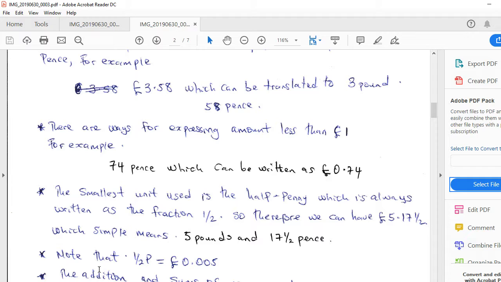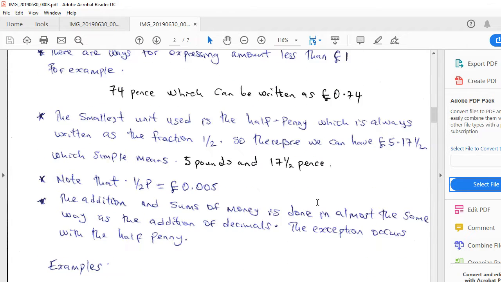And there are ways of expressing amounts less than 1 pound. For example, as I've said earlier, when you have 74 pence, it's going to be written as 0.74 pound, which is 74 pence. So we should take note of that, because we'll be needing all these important notes when we want to solve questions.